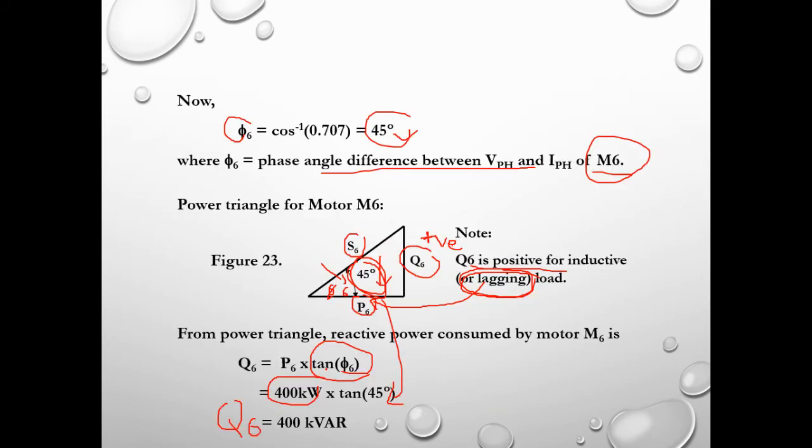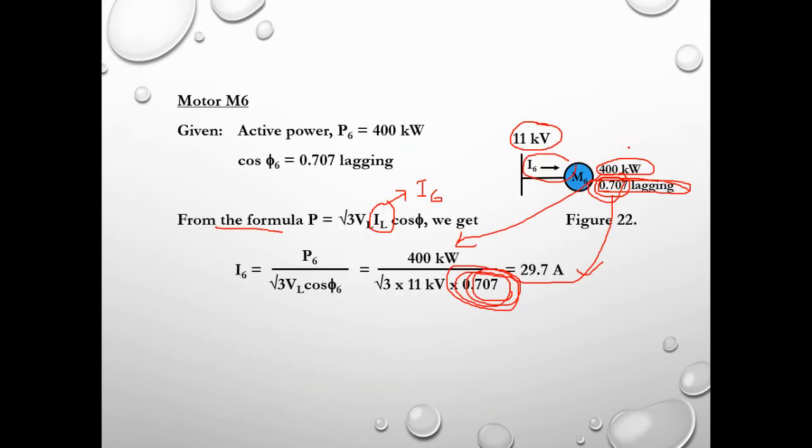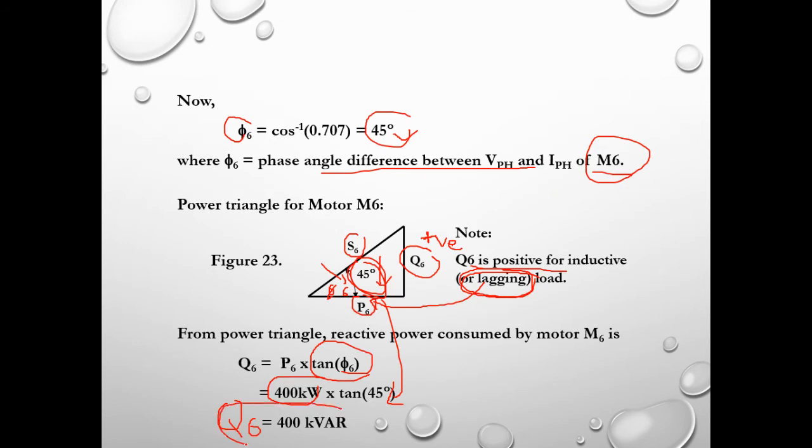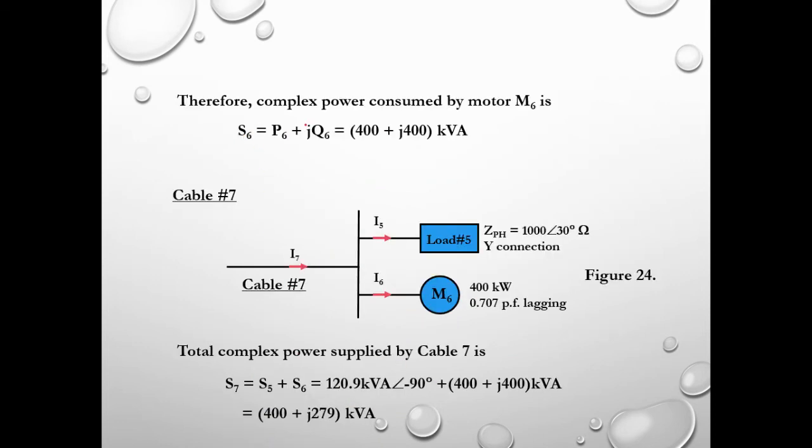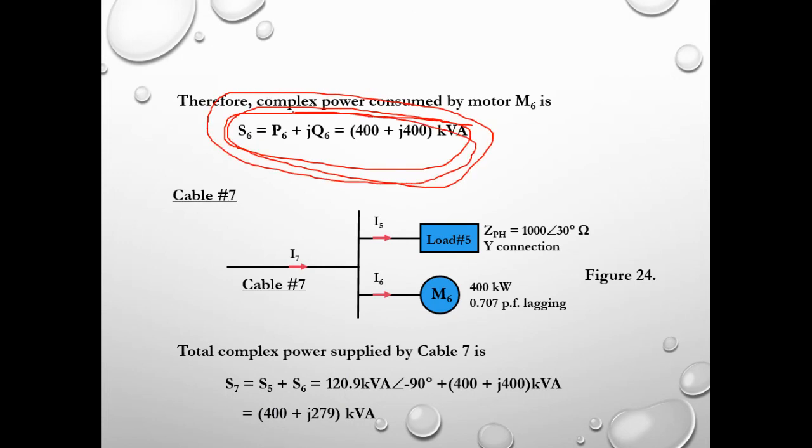So therefore, the value of P is provided in the question, 400 kilowatt, and Q we just calculated over here. From the combination of P and Q, we are able to come up with the S6 value, the complex power consumed by motor 6.